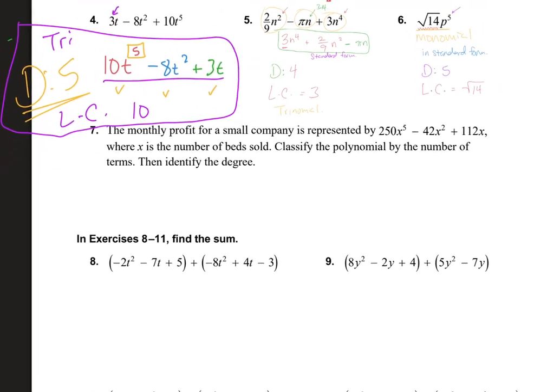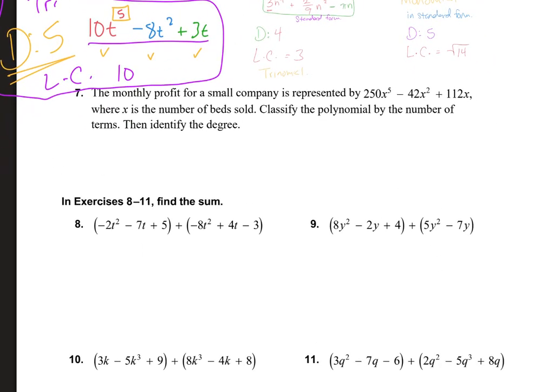Now, the monthly profit for a small company is represented by that, where X is the number of beds sold.